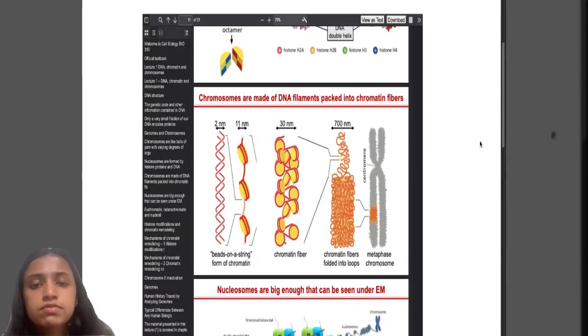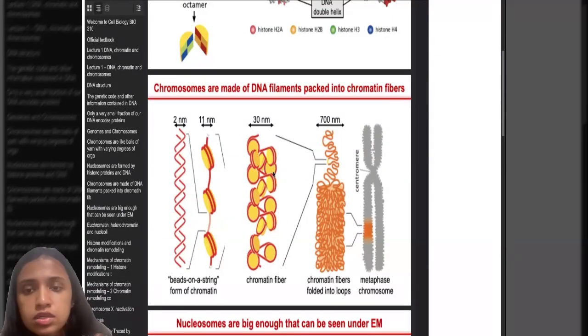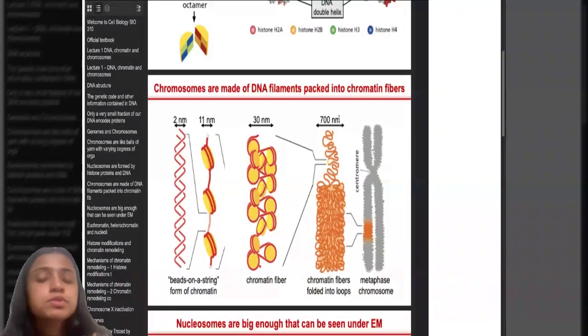Chromosomes are made of DNA filaments packed into chromatin fibers. Here you have 2 nanometer, you have 11 nanometer. These are beads on a string to form a chromatin. When you take DNA filaments, you're essentially making a lot of DNA filaments come together, and that is what gives you a chromatin fiber. Then chromatin fibers are formed into loops, and that is giving you a metaphase chromosome.